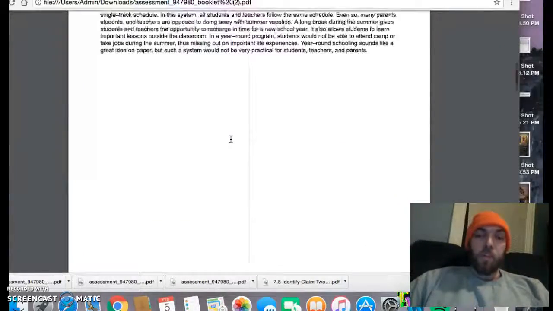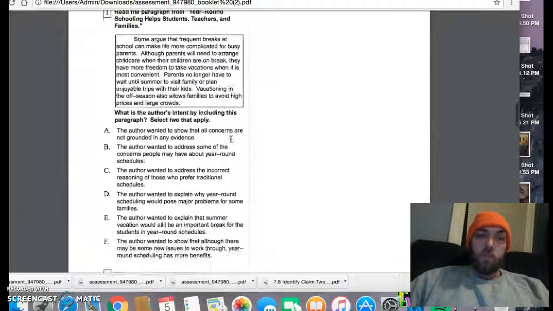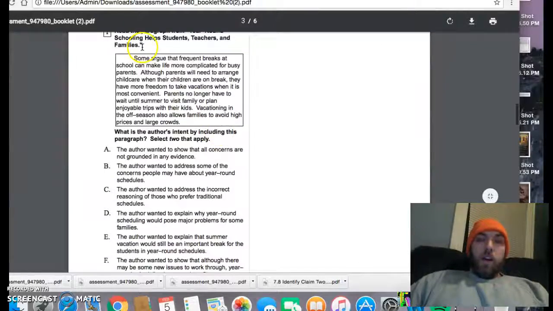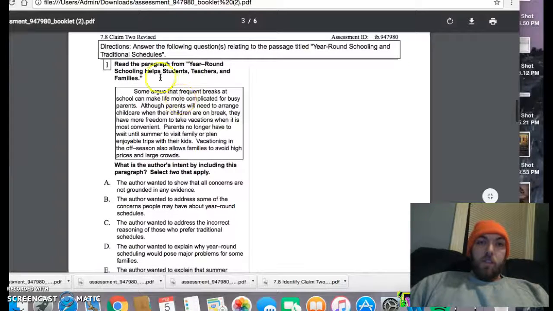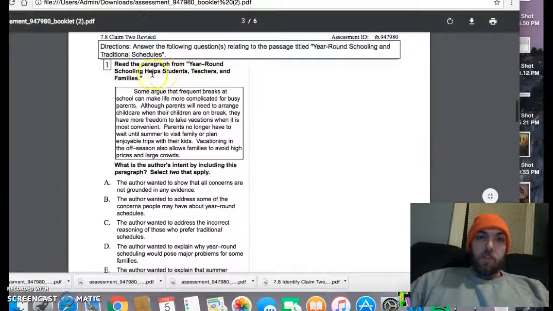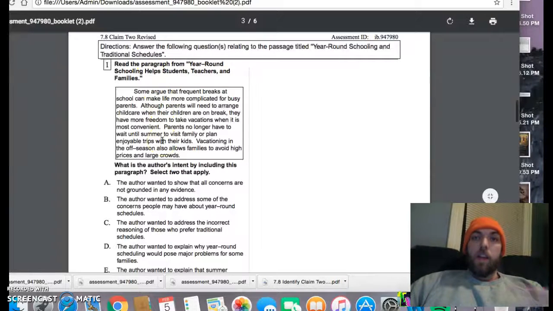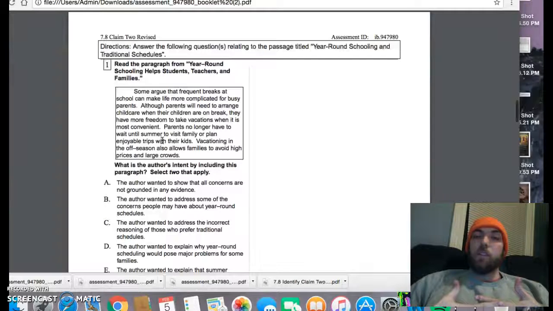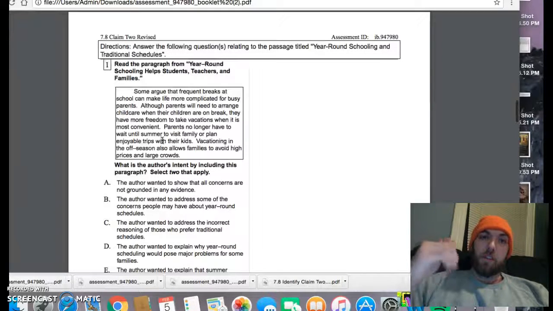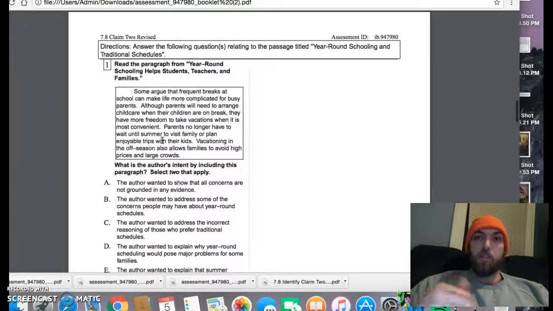Okay. Now looking at our two questions. The first one says, read the paragraph from year-round schooling helps students, teachers, and families. So we read this passage. And I intentionally did not look at this question before doing it right now with you because I think it's important that you get to see how I think through it, that it's not just I look at this and bam, I know the answer. There's definitely a process that you follow. So think along with me here.